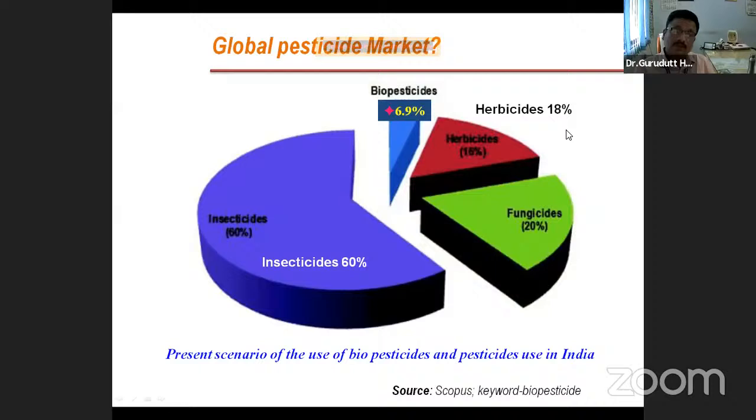That means slowly the awareness on biopesticides is increasing, and we, the universities and the students, and tomorrow you may become entrepreneurs. You should know the skills to popularize by giving quality biological control agents, so that farmers feel that, yes, today or tomorrow we are going to get good results, even if you sacrifice the yields in the first or second year. That means the tremendous scope is there for the use of these biopesticides.